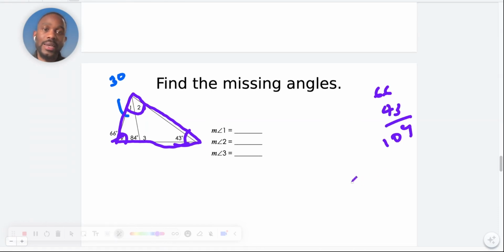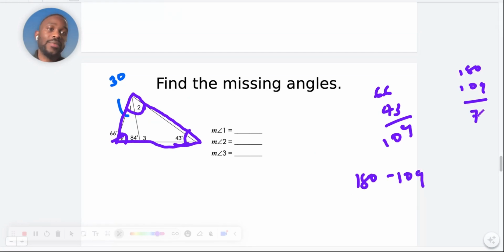So to get this angle here, this whole angle, it will be 180 minus 109. I will be left with 71. So this whole angle there is 71 in purple.